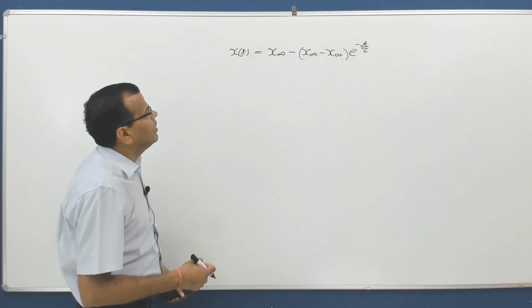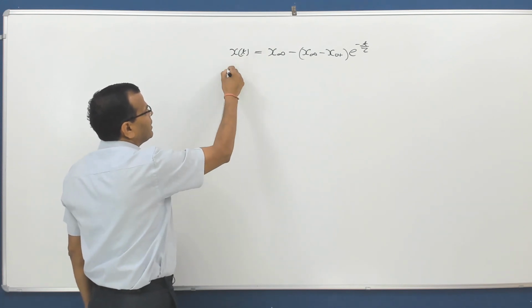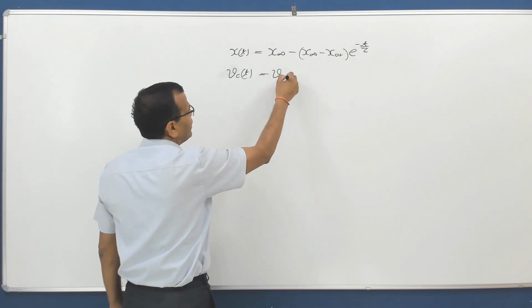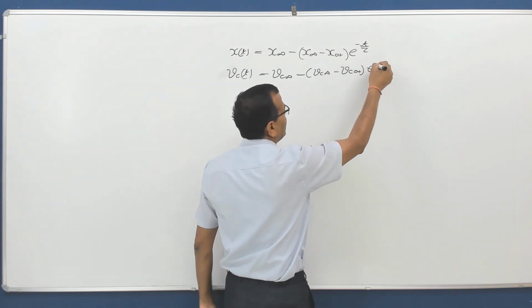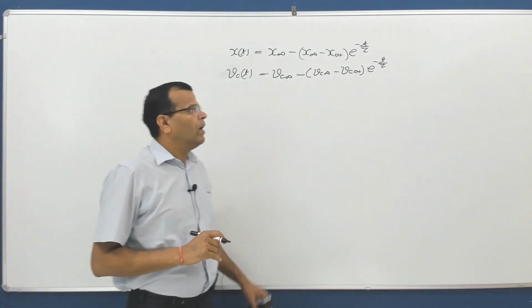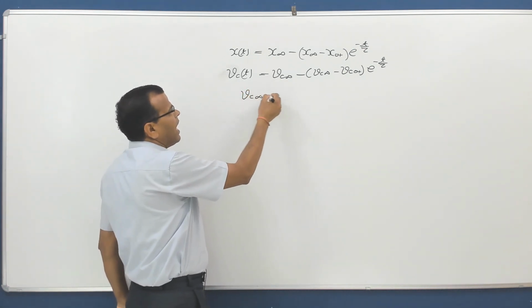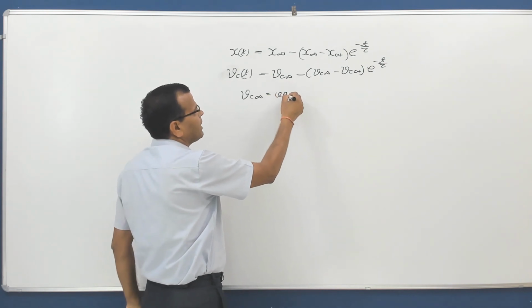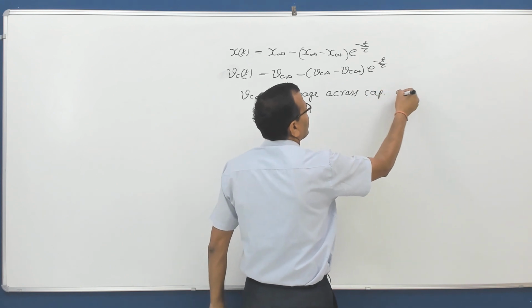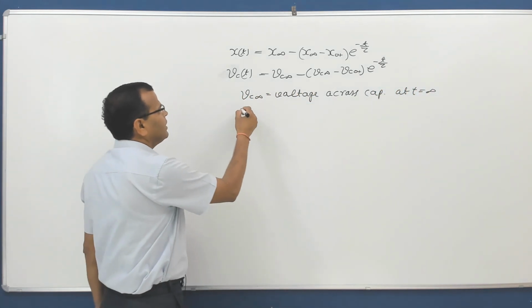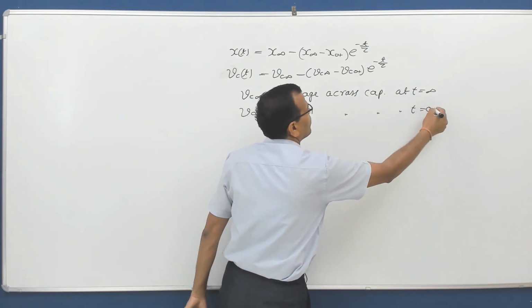So when we talk about the voltage across the capacitor in a first order RC circuit, that is defined by Vc(t) = Vc(infinity) - [Vc(infinity) - Vc(0+)] e^(-t/tau). Remember, Vc(infinity) is the voltage across the capacitor at t equal to infinity, and Vc(0+) is the voltage across the capacitor at t equal to 0 plus.